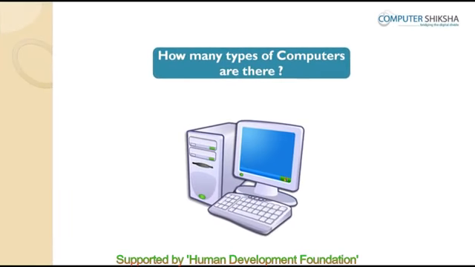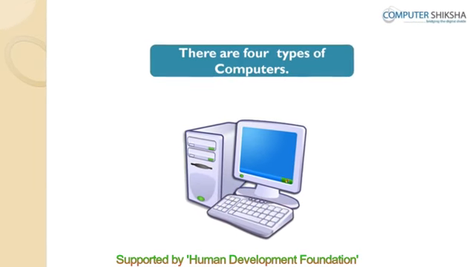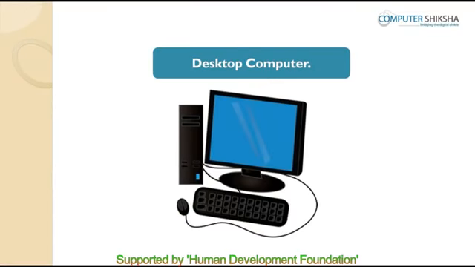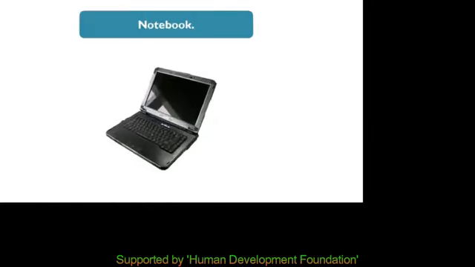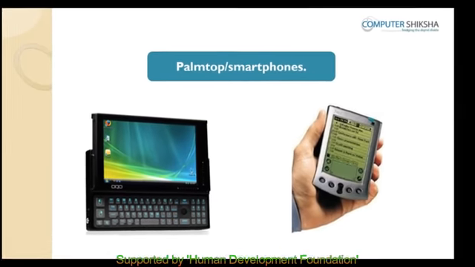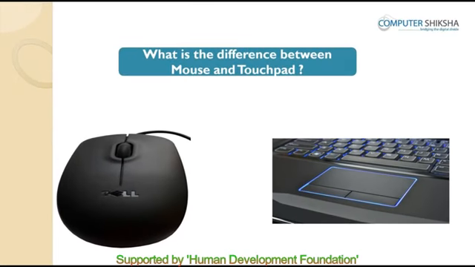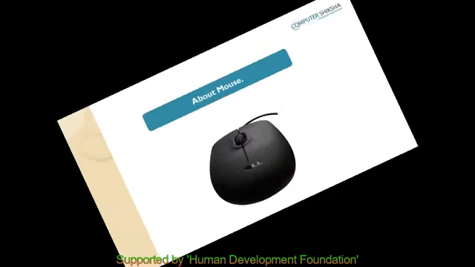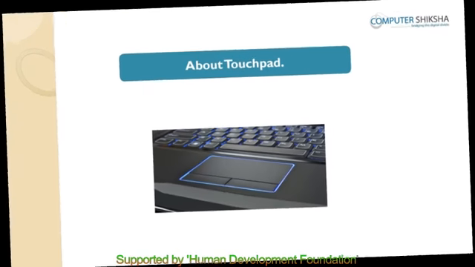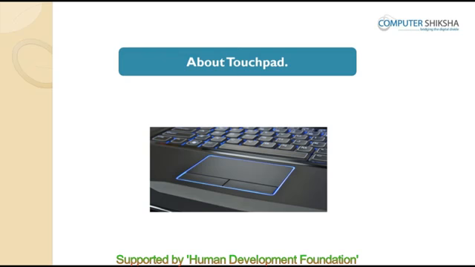How many types of computers are there? Computers are of 4 types: desktop computers, laptops, notebooks, and palm tops or smartphones. What are the differences between a mouse and a touchpad? A mouse is used along with a desktop computer, while a touchpad is used with a laptop or a notebook. With the help of the mouse or the touchpad, you can operate your computer.